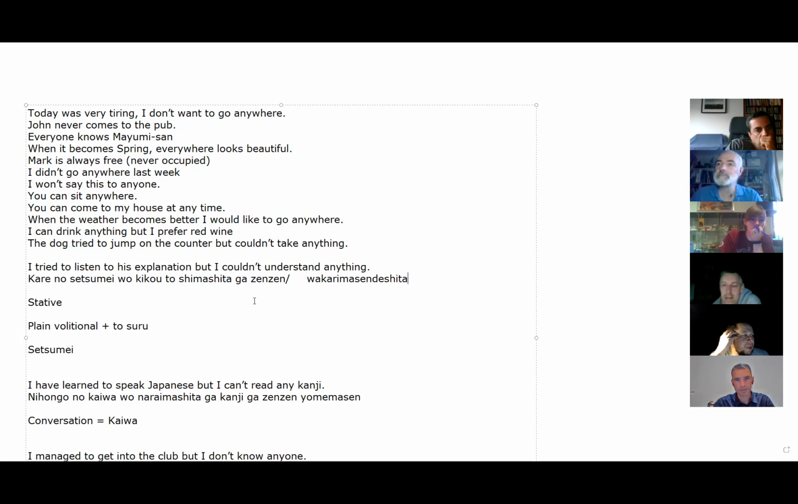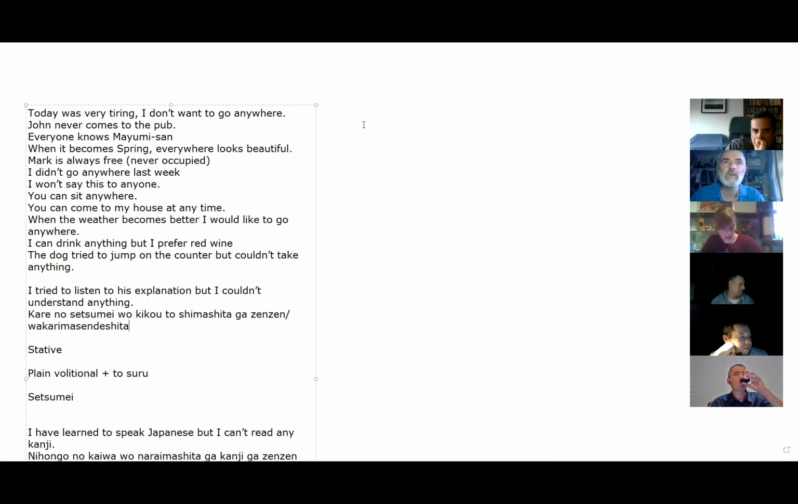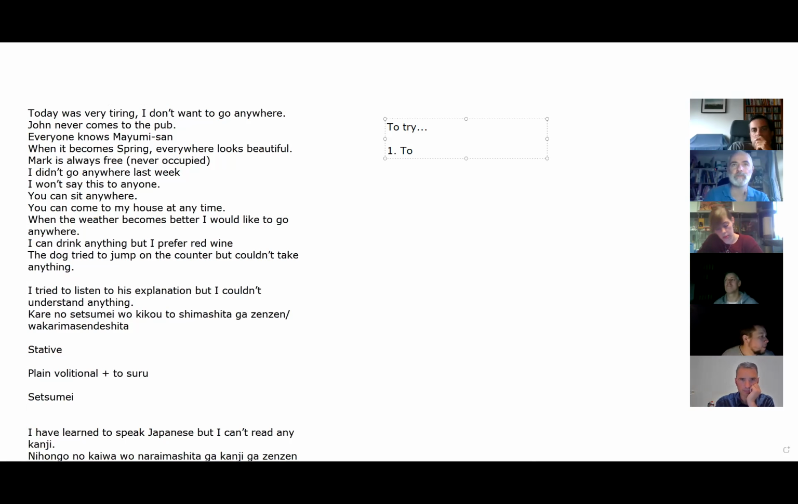Jonathan, dozo. My question is, instead of using that plain volitional plus to suru, could you just also use the miru form? Yeah, but this kind of means to sample rather than to attempt to do something. I won't go too deep into this because there's actually a whole section on this. But the phrase to try has a multitude of meanings, both in English, probably other European languages, and in Japanese as well. One is to sample something.